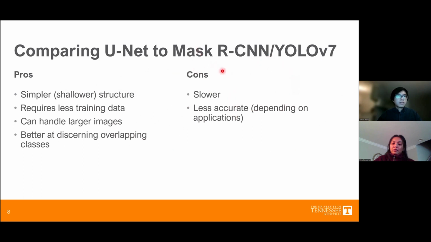The cons of UNet is that it's typically slower when it comes to identification. So it's not used as much for video classification or real-time classification compared to YOLO networks in particular. And depending on the applications, it could also be less accurate, but that's also highly dependent on the images and the application of the network.